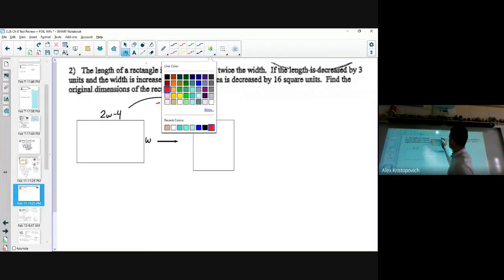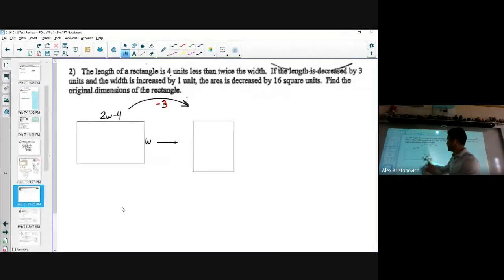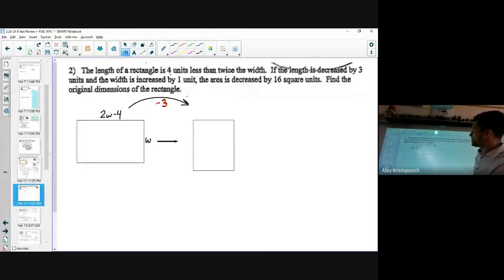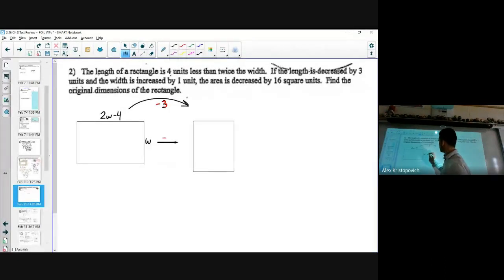Well, okay, cool. Let's keep going. Let's look at the next one. And my width is increased by 1. Okay, so my width is increased by 1, going from one to the other. So we can go ahead and make expressions here to represent each of them. So 2w minus 4 minus 3 is 2w minus 7. W plus 1, well, that's pretty easy, right? Just w plus 1.